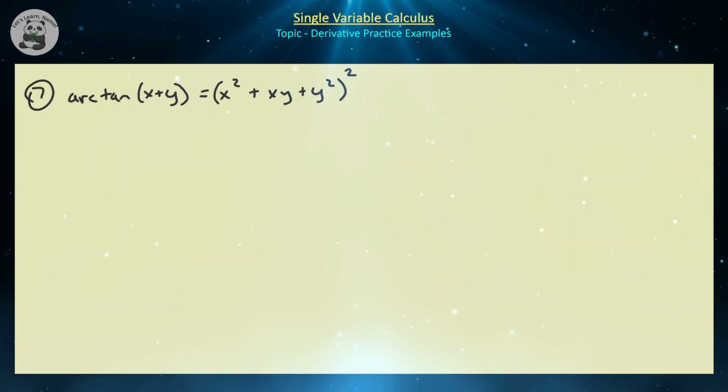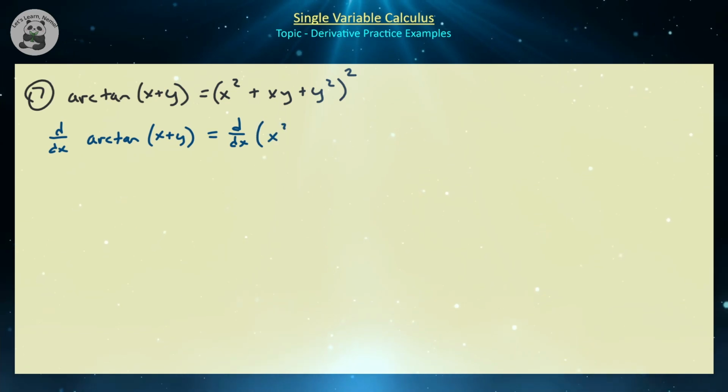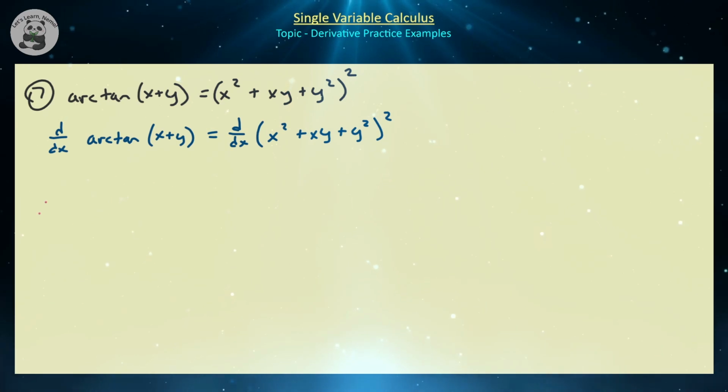Let's do another example of implicit differentiation with a couple chain rules on both sides of this expression. So on the left we have arctangent of something, and on the right-hand side we have something squared. So as usual we're going to be differentiating with respect to x on the left-hand side, and differentiating with respect to x on the right-hand side. So the derivative of arctangent of something is 1 over 1 plus something squared. So the left-hand side is going to turn into 1 over 1 plus something squared, and then we're going to multiply by the derivative of that something.